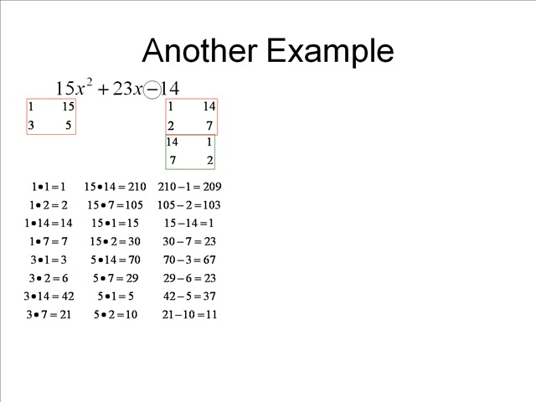Now the list is a little bit longer. Before we only had 2 possible combinations. Now we have 8. When looking at the list, we're looking for 23. And we find it right there. That means we're using the 3 and the 5 with the 2 and the 7.